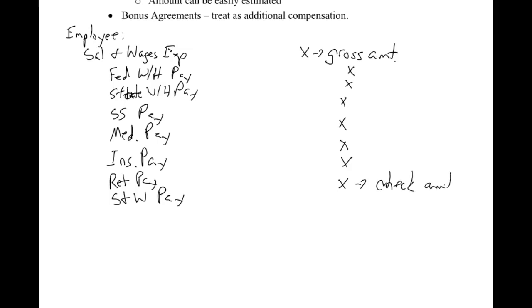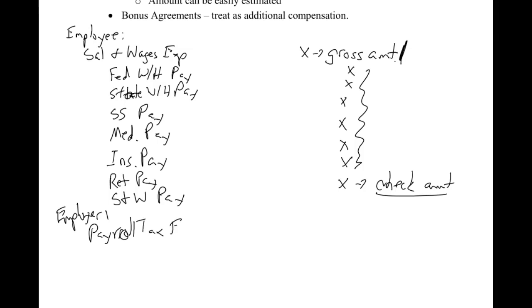All right. So up here you have the gross amount. That was what your total amount is. Then you have all these things that are withheld from your check. And then this is the net amount that goes to your bank. All right. Now on the employer side, all right, they're going to have payroll tax expense. Payroll tax expense. All right, for some amount.